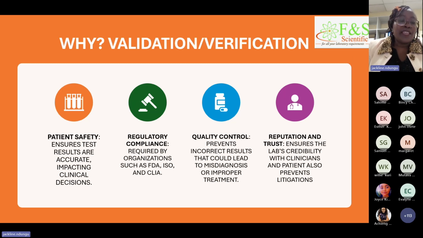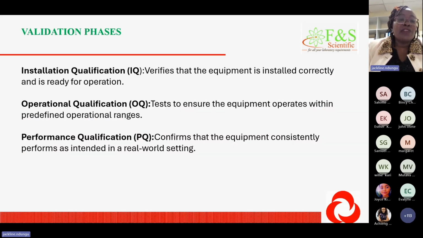And when we talk about verification, we want to do installation qualification, we want to do operational qualification, we want to do performance qualification. What do we mean? When you're installing, you want to verify that this equipment is installed correctly and ready for operation. Once you do the operational qualification, you want to ensure that this equipment operates within the predefined operational ranges. For instance, if I have installed this equipment and I have done my verification, and the manufacturer has said that my precision needs to lie between this range, I have to ensure that that is exactly what it is.